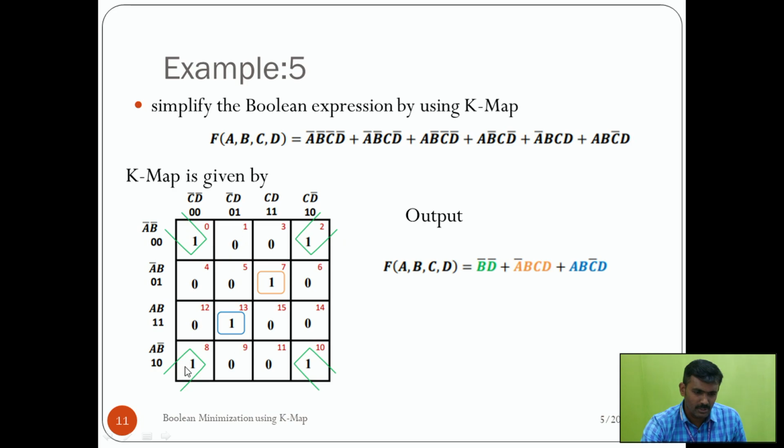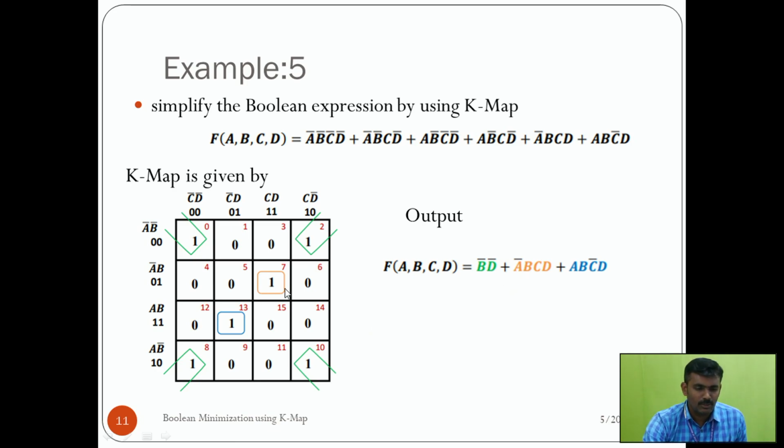Therefore, first row and last row, which belongs to A bar B bar and A B bar, in which A bar and A are different, B is common, right? Therefore, I am taking B bar alone. What about first column and last column? So here C bar D bar and C D bar, D bar is common. Therefore, we have to take it as D bar. So B bar D bar for this green color quad. So a group of 4 minterms is called as what? Quad, plus.